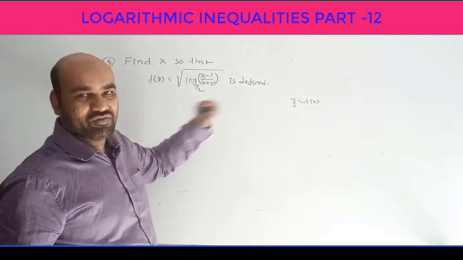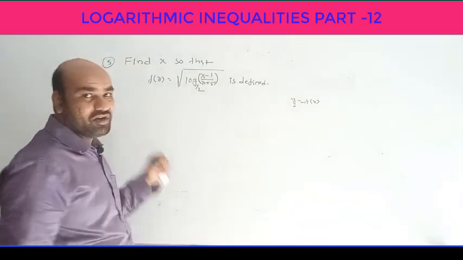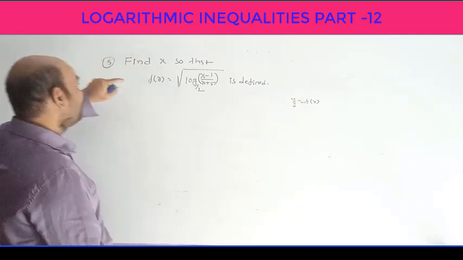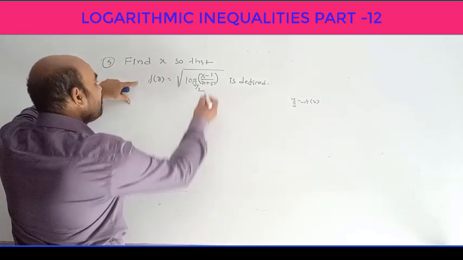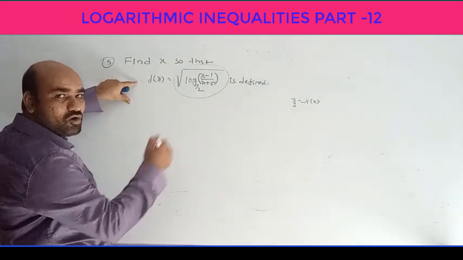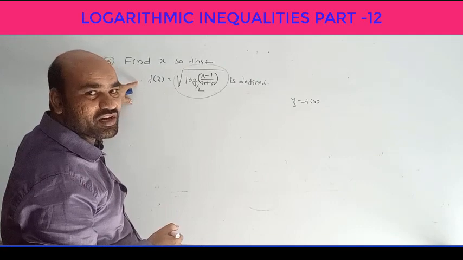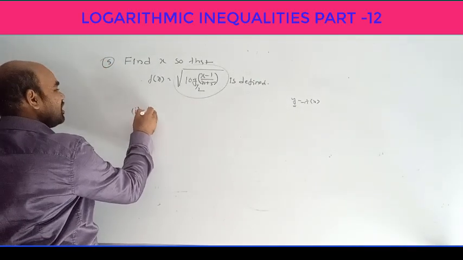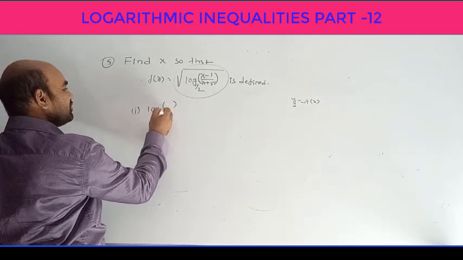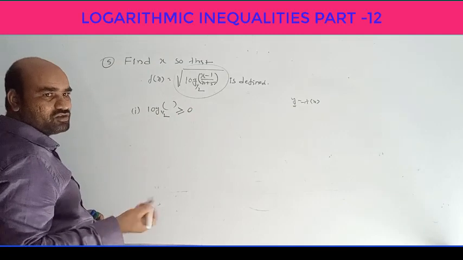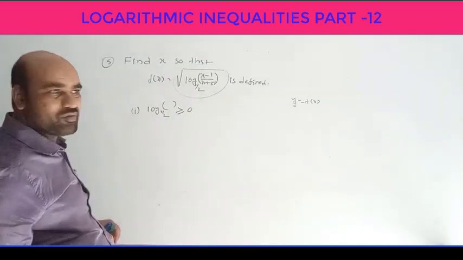Because the functions are real functions, domain and range should be part of the real numbers. Here also, defined means for what values of x this is a real number. Root over something is a real number means that something should be greater than or equal to 0. First condition: logarithm of something to the base 1 by 2 should be greater than or equal to 0. 0 also is no problem. Root over 0 is 0 only, that is a real number only.